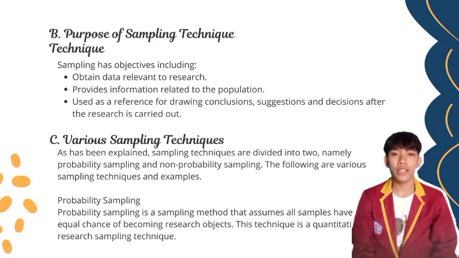C. Variation of sampling. As has been explained, sampling techniques are divided into two, namely probability sampling and non-probability sampling. The following are variations of sampling techniques and examples. Probability sampling is sampling with the assumption that all samples have an equal chance of becoming the research object. This technique is a quantitative research sampling technique.